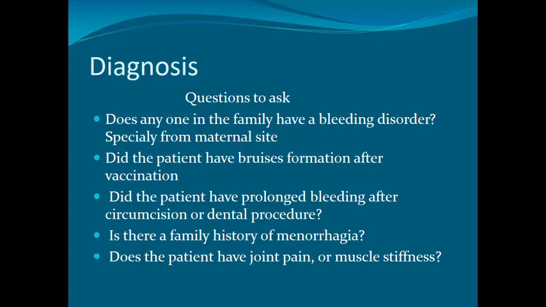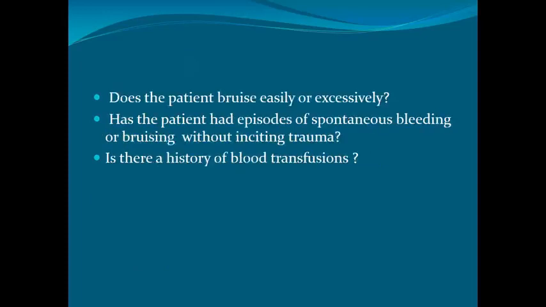Is there a family history of menorrhagia? Does the patient have joint pain, muscle stiffness? Does the patient bruise easily or excessively? Has the patient had an episode of spontaneous bleeding or bruising without increasing trauma? Is there any history of blood transfusion? Especially of the blood products, you can ask whether it was white blood, whether it was red blood. White blood means there is some history of FFPs or fresh frozen plasma.